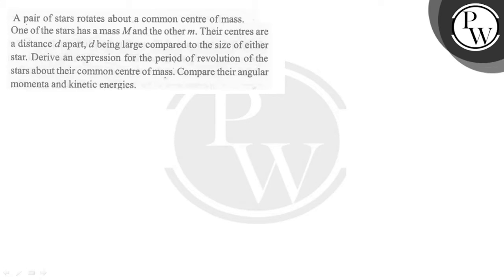What is the question? A pair of stars rotates about a common center of mass. One of the stars has a mass m and the other is small m. Their centers are a distance d apart, d being large compared to the size of either star. Derive an expression for the period of revolution of the stars about their common center of mass. Compare their angular momenta and kinetic energies.